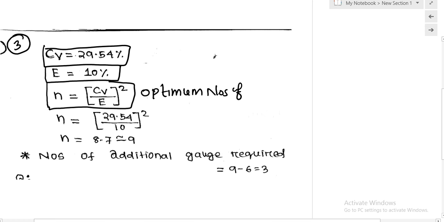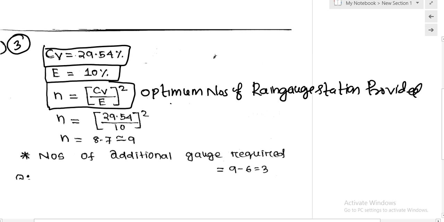So the optimum number of rain gauge stations provided in the catchment, this is simply a formula. So it is coming 8.7. So round up to 9.